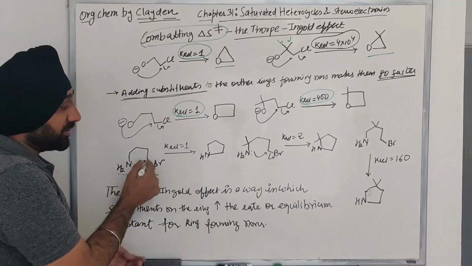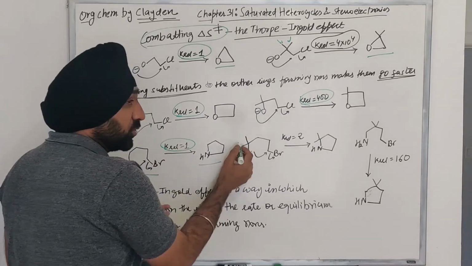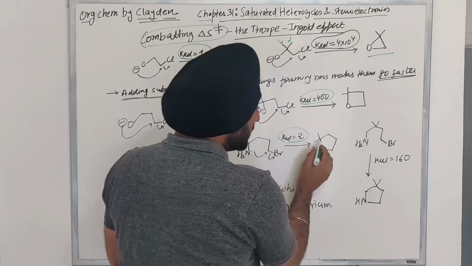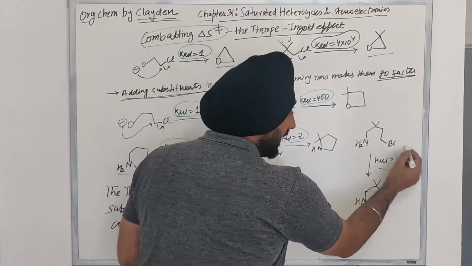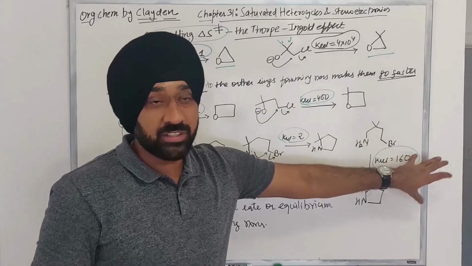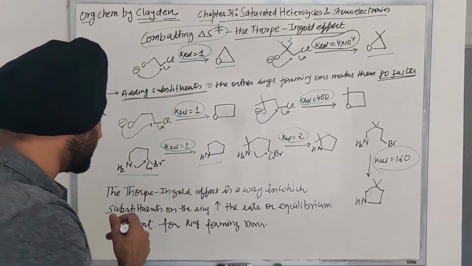So here you are trying to make the pyrrolidine. Here the relative rate is 1. When you introduce 2 methyl groups, it increased 2 times. And when you introduce these 2 methyl groups at the carbon next to it, then the rate is 160 times. अगर इससे मैं compare करूँ, the rate has increased 160 times. So there has to be a reason. और हम इसको कैसे explain कर सकते हैं, ठीक है?